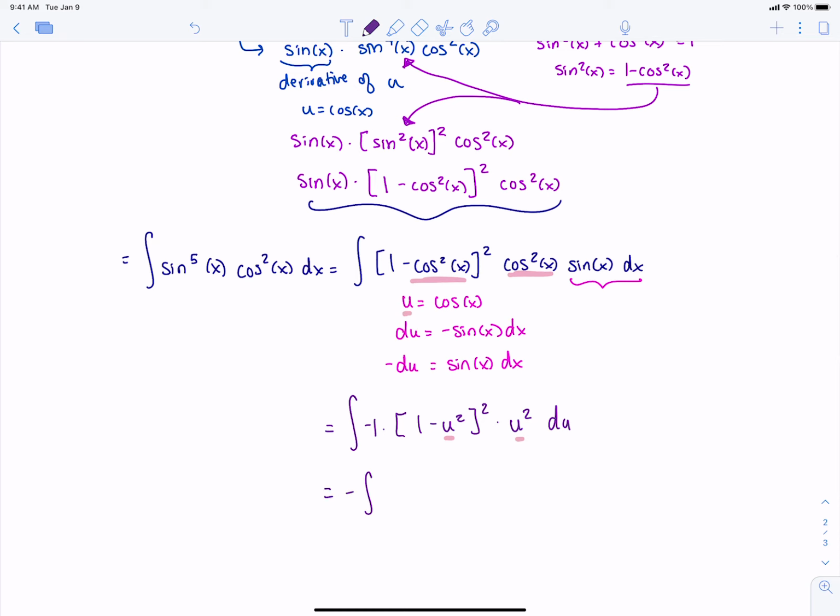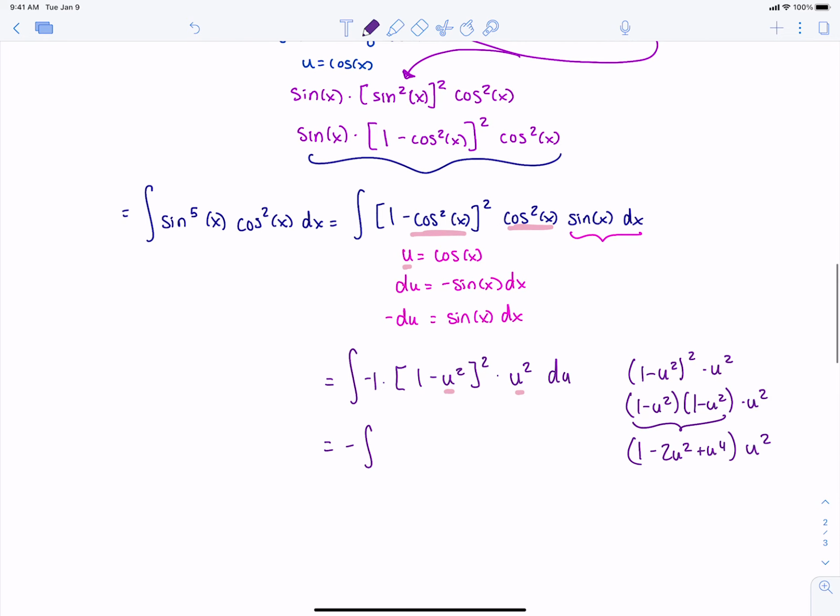There's a little bit of algebra figuring that we need to do first before we do it. We have to simplify our 1 minus u squared, being squared, times u squared. So we've got to do some multiplication. And you can do these multiplications in whatever order you want. I like to do the foiling first. So we get 1 minus 2u squared plus u to the fourth, and then that's times u squared. So in our integral, we're going to have u squared minus 2u to the fourth plus u to the sixth du.